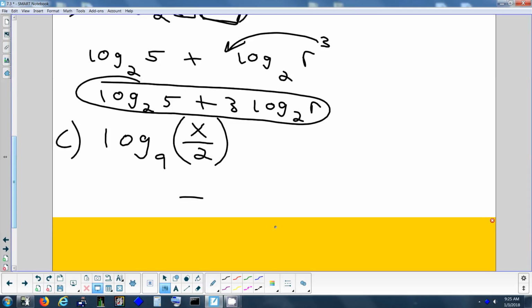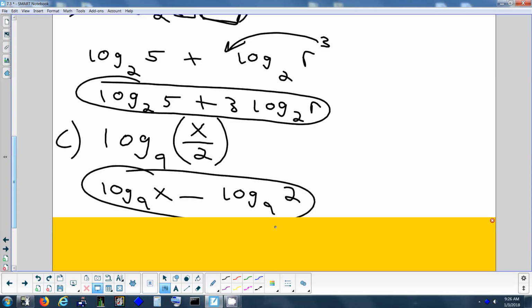So it's going to be 2 logs. How about Connor, what's going to be the base on each log? Base 9. Emily, my first argument. X. And Irene, my second argument. 2. First argument is the numerator. Second argument, denominator. And that's it. Any questions on that?